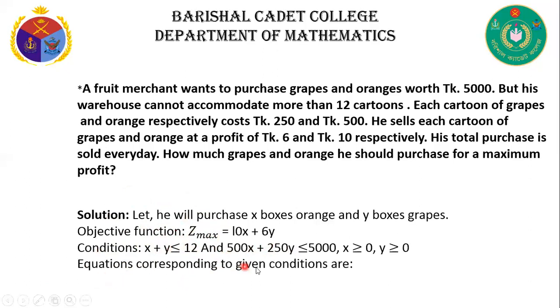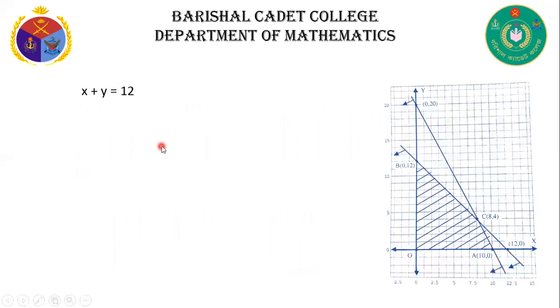Now the equations corresponding to the given conditions are here. The first condition, x plus y is equal to 12. That means we can write x by 12 plus y by 12 is equal to 1, because we convert these constants or inequalities into the form x by a plus y by b is equal to 1. Now we find the intersecting points. Here the intersecting points are 12, 0 and 0, 12.